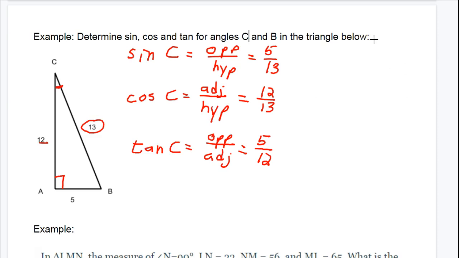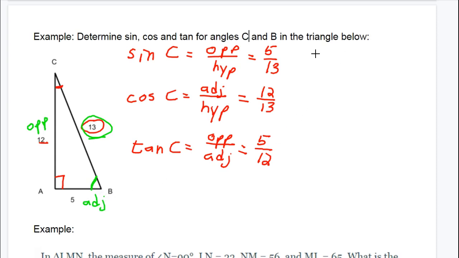I'm going to go ahead and change colors here to do angle B. So angle B is down here. We're going to use this funky green color. For angle B, the hypotenuse stays the same, but now this becomes my opposite, and this becomes my adjacent.